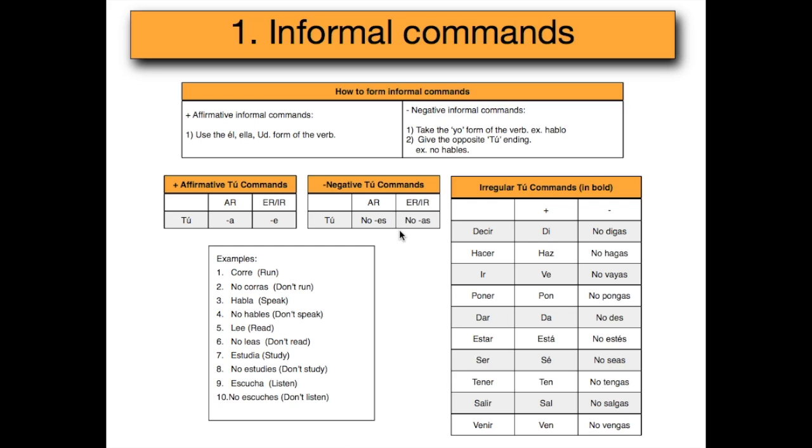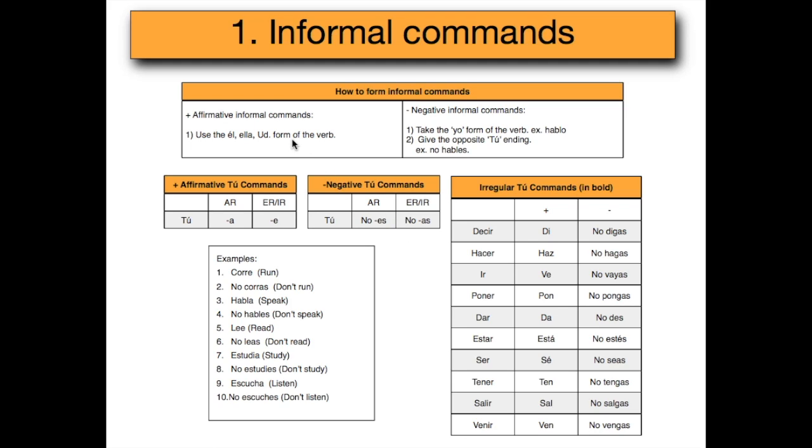In this section we'll be talking about informal commands, or commands that we would use with people that we have an informal relationship with, so friends or family members. So now that we've established who we would use these commands with, let's talk about how we form the verb so that it conveys a command for these people.